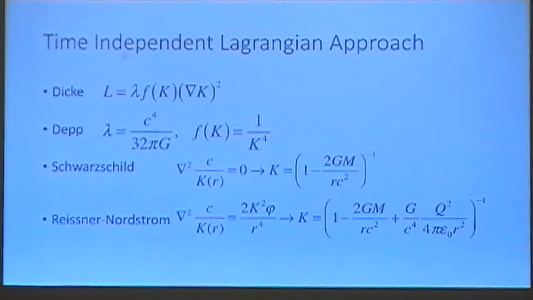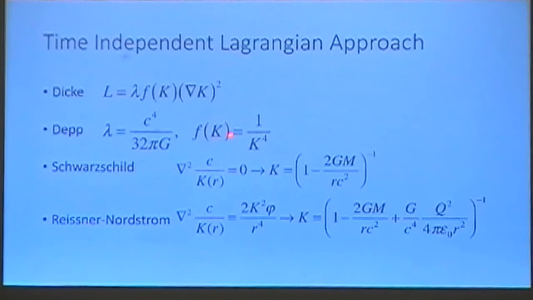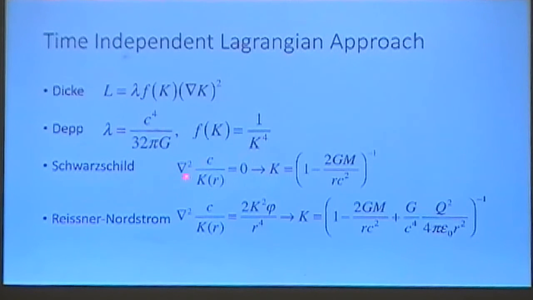And I had made a conjecture back in 2005 or around that time that we should be able to treat general relativity the same way and use the Schwarzschild metric potentials as the refractive index instead of the exponential potential and have answers that are closer to general relativity. So Joe Depp took my conjecture and determined that if f of K were 1 over K to the fourth, we get the right answers. In just simply taking the Laplacian of the speed of light over refractive index in spherical coordinates, we get the Schwarzschild solution, Schwarzschild's potential.